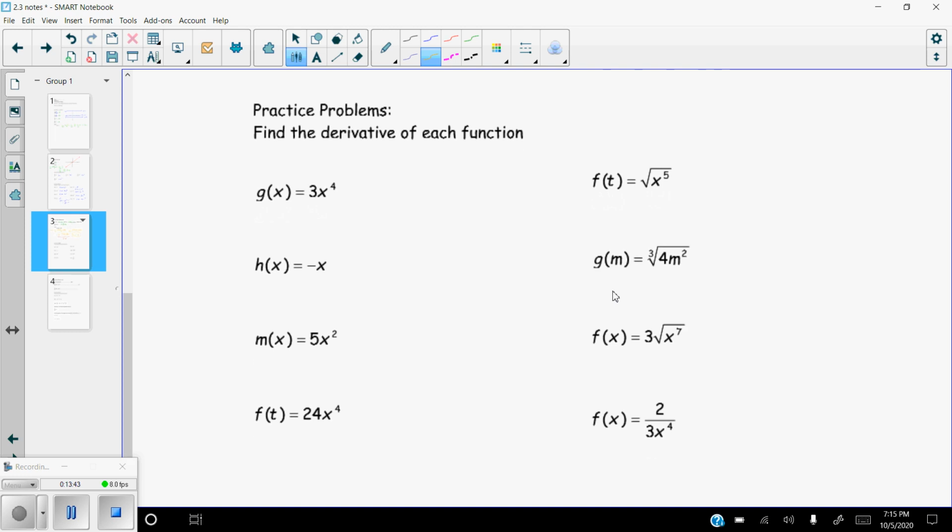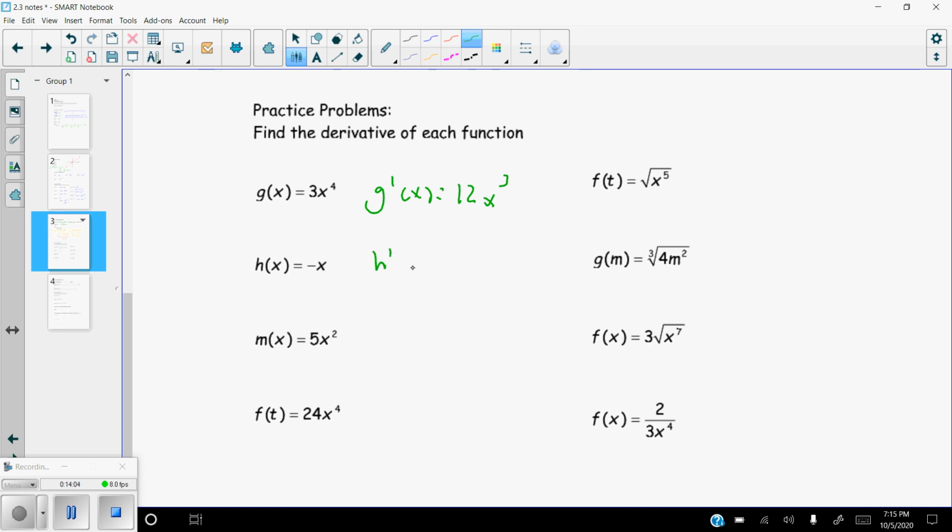So our practice problems, again, this should be really simple for the most part. G prime of x, if I bring the 4 out to the front and multiply it by the 3, we get 12, and then you reduce the power by 1, 12x cubed. That's your derivative. Okay, be careful on the next one.